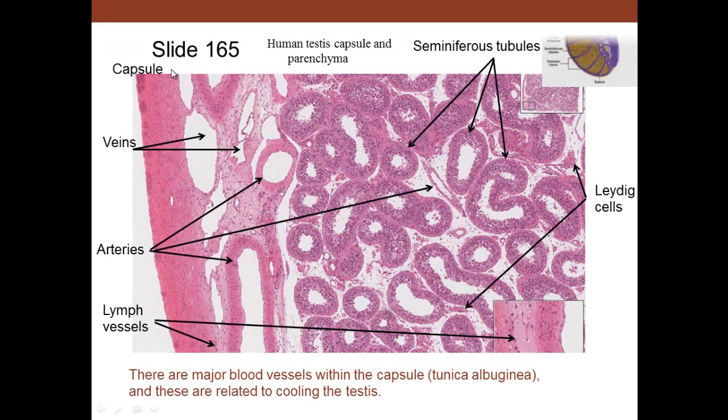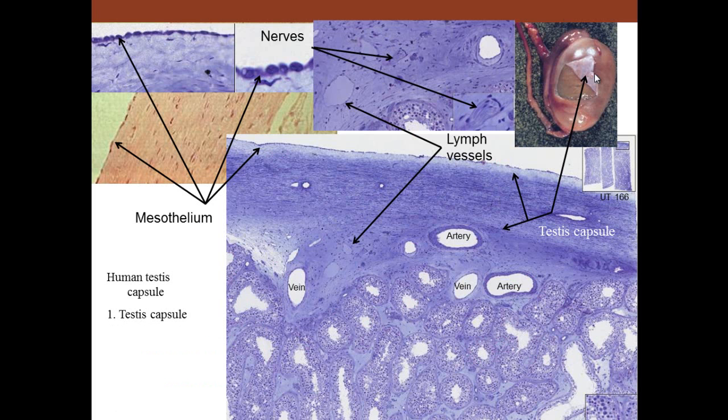If we look at the real testis, we can see the capsule, and there are major blood vessels, arteries and veins. Even lymphatics are located in the capsule here. And then we can see blood vessels inside the testis as well. Seminiferous tubules, Leydig cells in through there, but you do have major blood vessels surrounding the testis and the capsule, which has facilitated some of the cooling aspects of the testis.